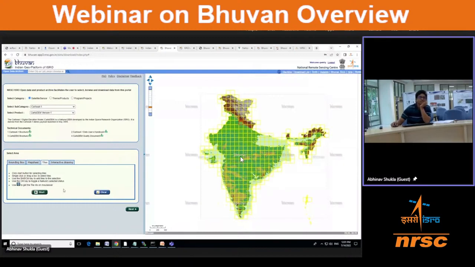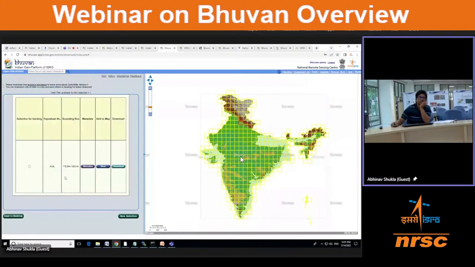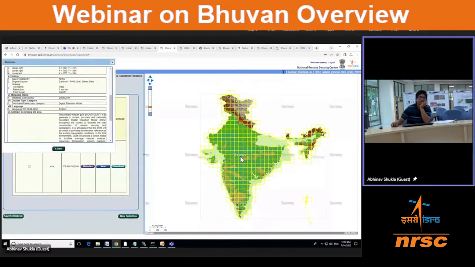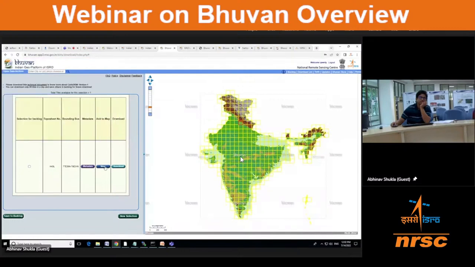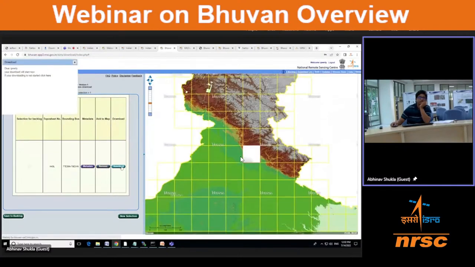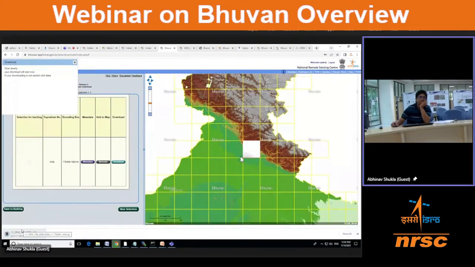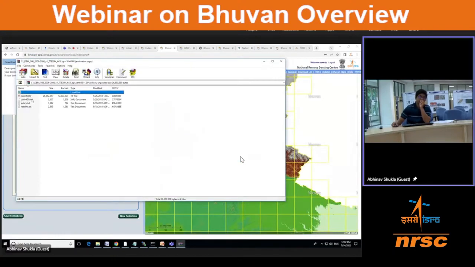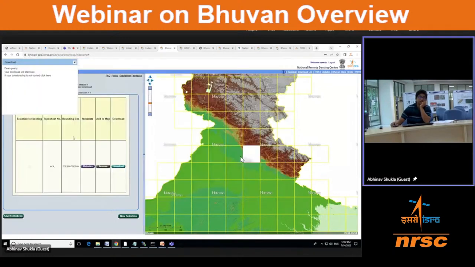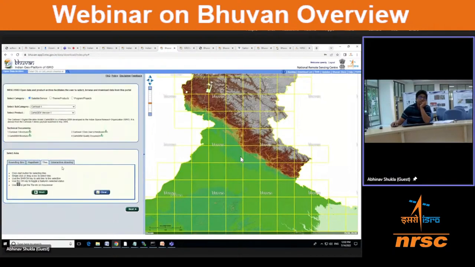As I click on next, whatever data is available for that tile, I will get here. This is the metadata of the data being downloaded. View the data, which tile I have selected, and click on download to get the data. You can see here one zip file is downloaded. Once I open it, there will be a GeoTIFF image, which will give the data of that particular selected tile. We can click on new selection for a new selection, or here I can select a different sensor.